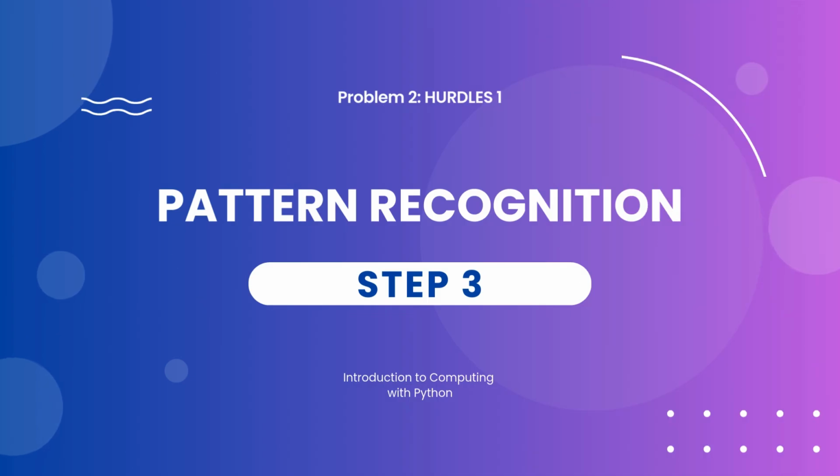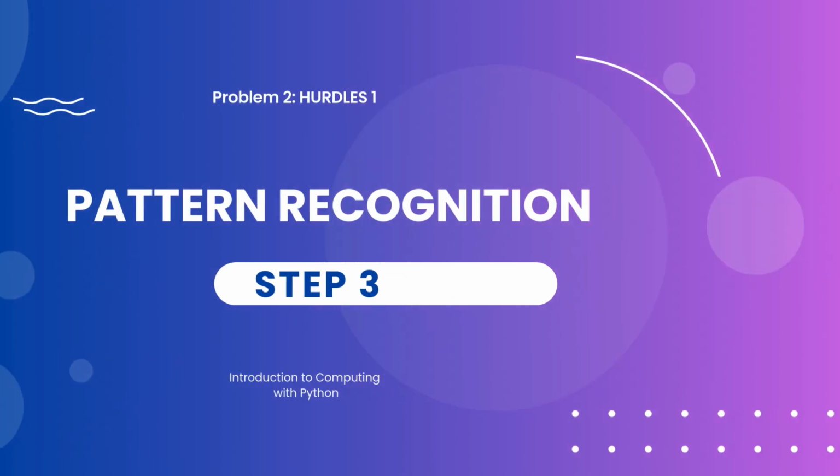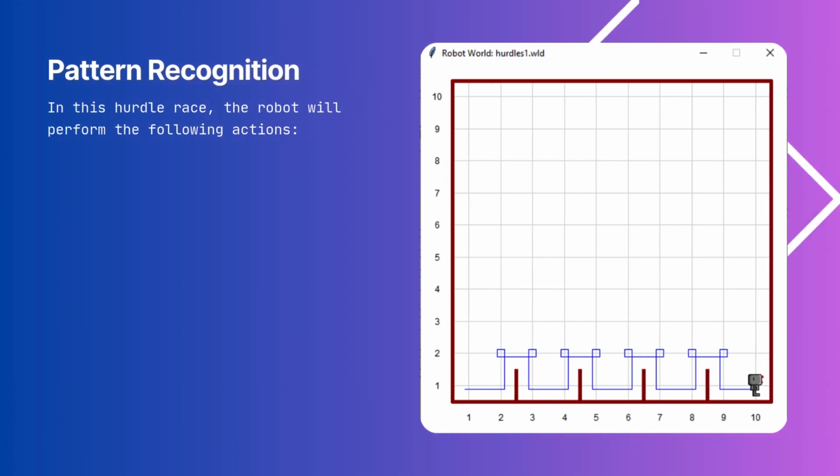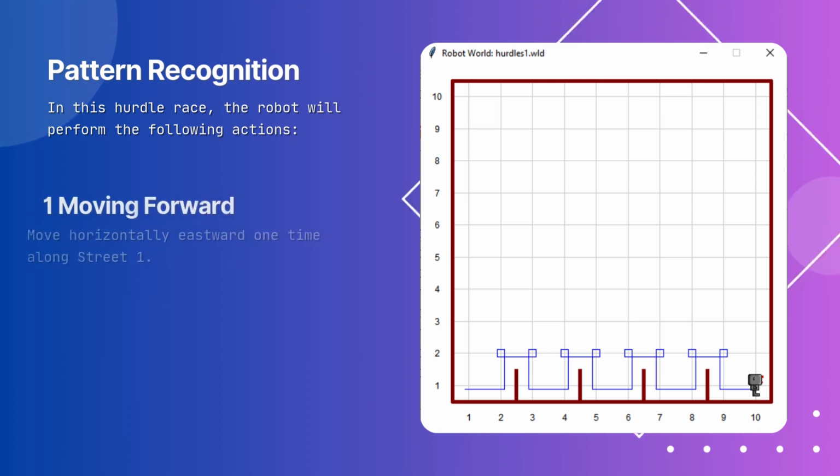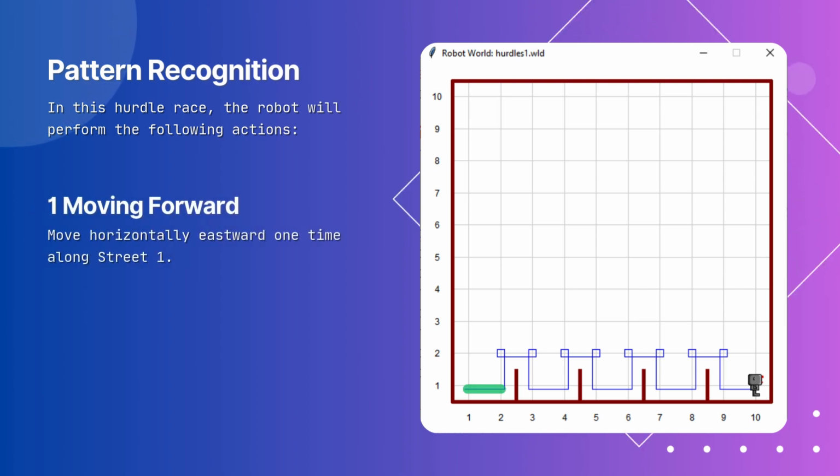With these requirements clear, we're now ready to move into the pattern recognition phase, where we'll identify repeating movements and turning patterns that will help us complete this hurdle race. In this hurdle race, the robot will perform the following actions. First, it will move horizontally eastward 1 time along Street 1.